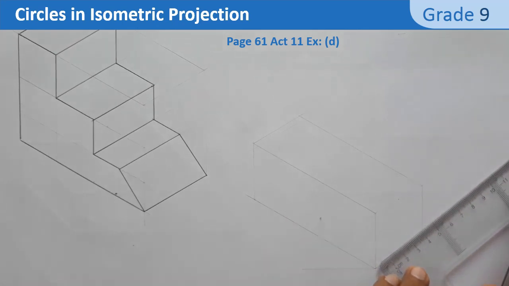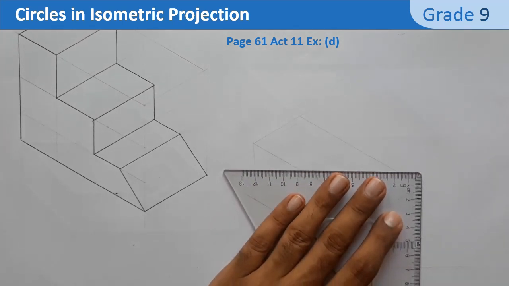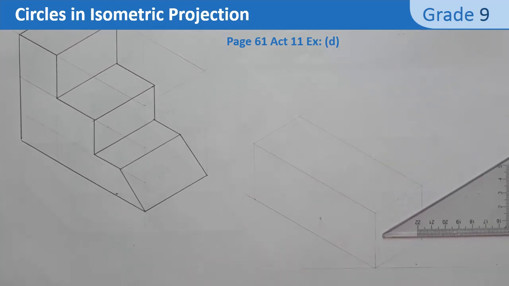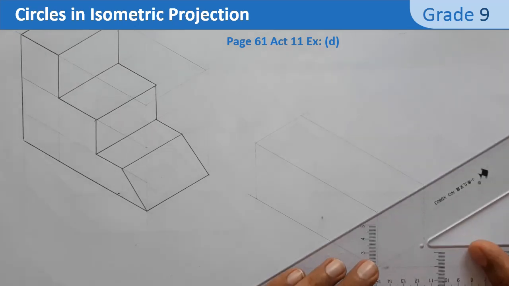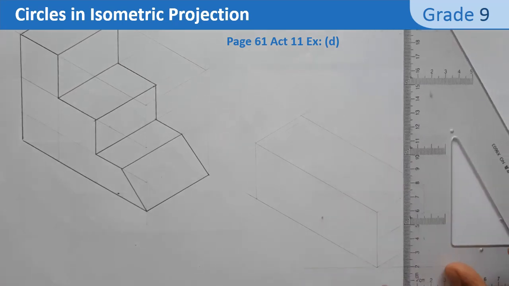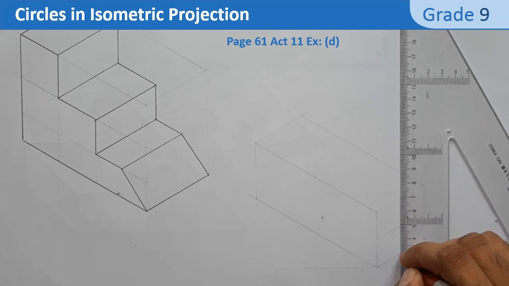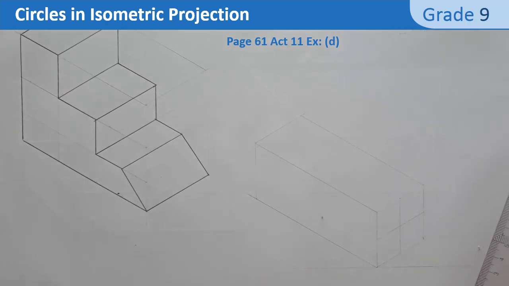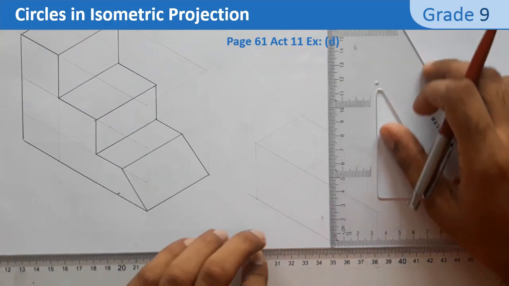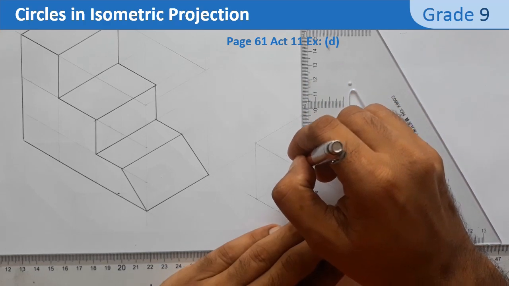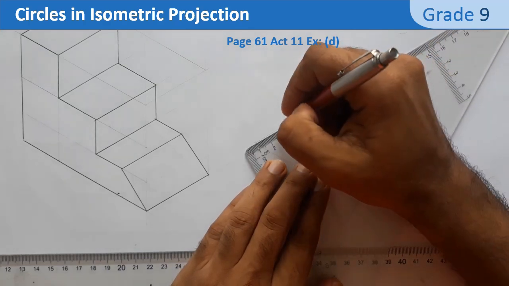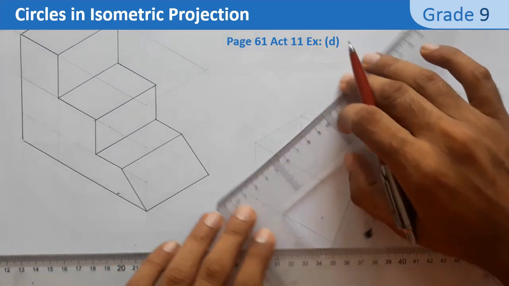So then I divide the square into 4 parts. So no need to measure twice on the height. You can use your set square. The circle will be repeated at the back also. So at the back also we divide the inclined square into 4 parts.